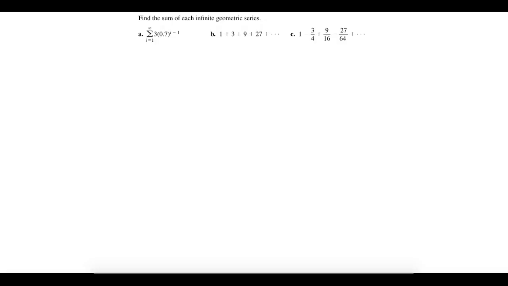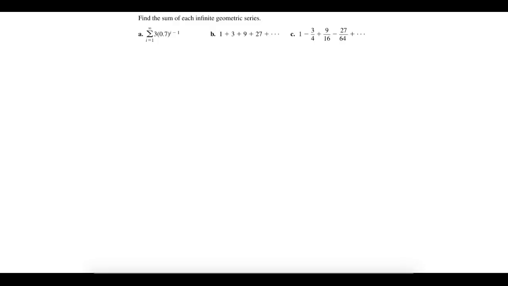All right, here's the first video of the first example of section 8.4. Now, in 8.2 and 8.3, you learned how to find the sum of finite series. The first one was arithmetic, and the second one was geometric. But we haven't really discussed what happens if we're trying to find the sum of an infinite series.